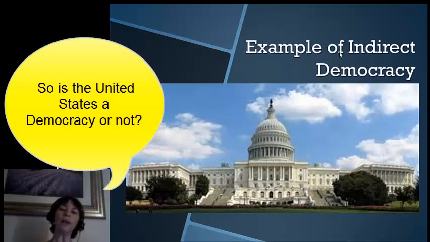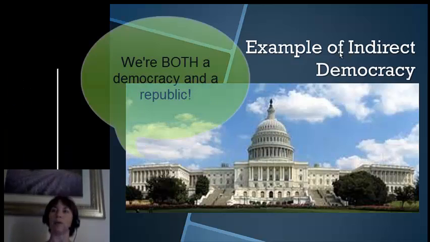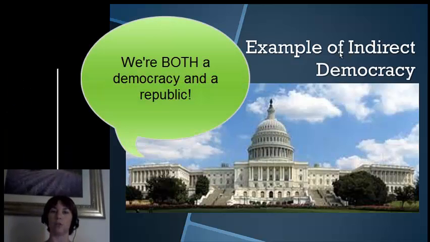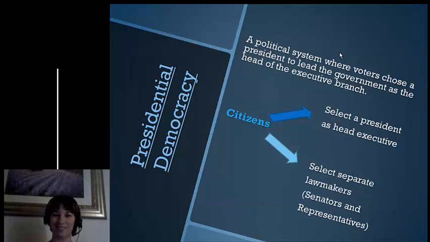Right, so I said, we're an example of an indirect democracy. So when you think of the United States, we are a democratic republic. We are an indirect democracy. We have aspects that are direct. We have aspects that are indirect.